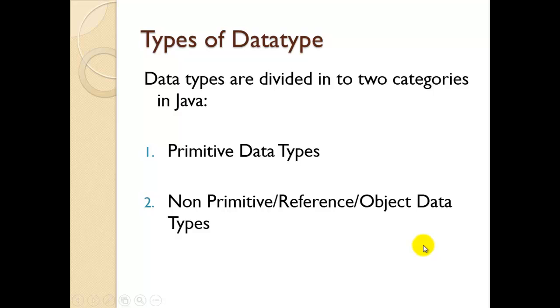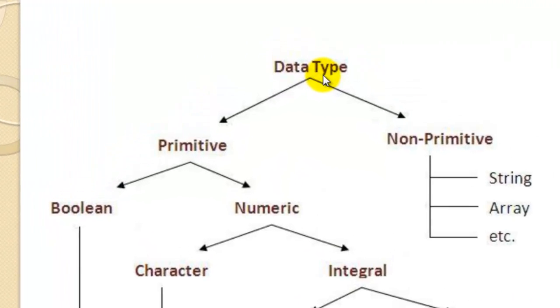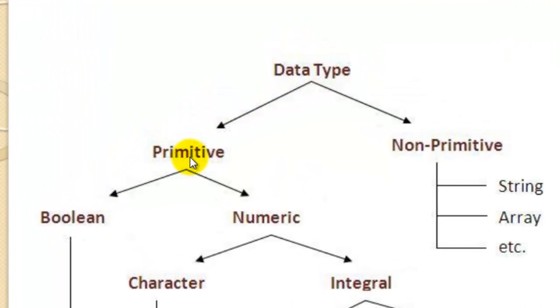Types of data types. Data types are divided into two categories in Java. One is primitive data type and the next one is non-primitive, or we can also say reference type or object data type. By this tree structure we can understand the classification of data types. Data types are divided into two categories, primitive and non-primitive. And further we can divide primitive data type into two categories.